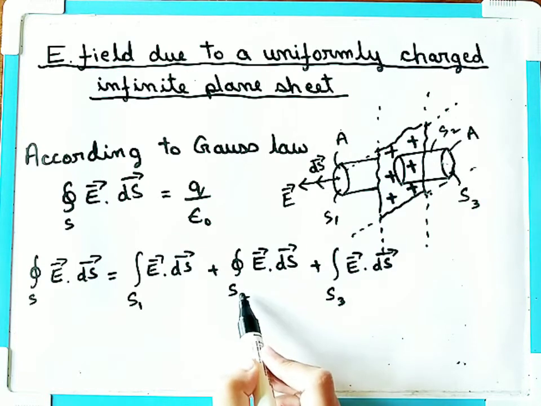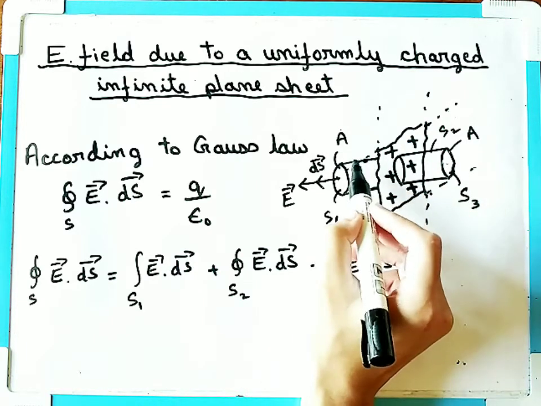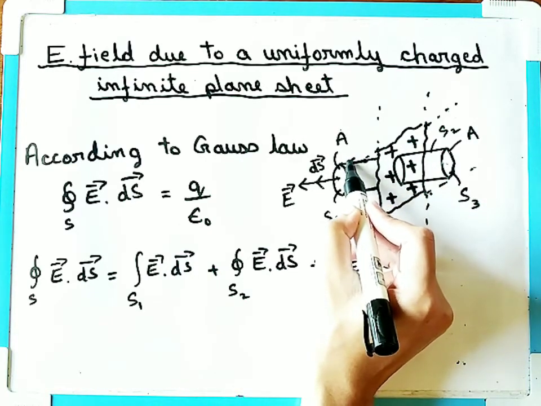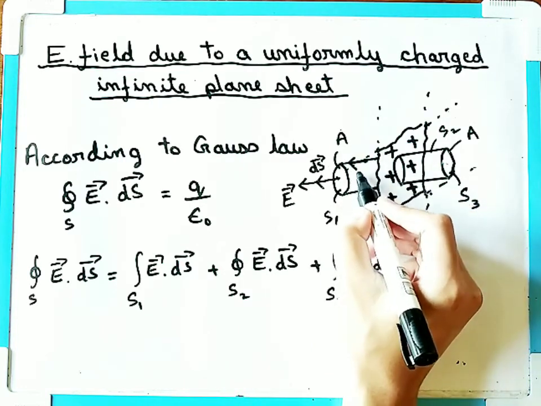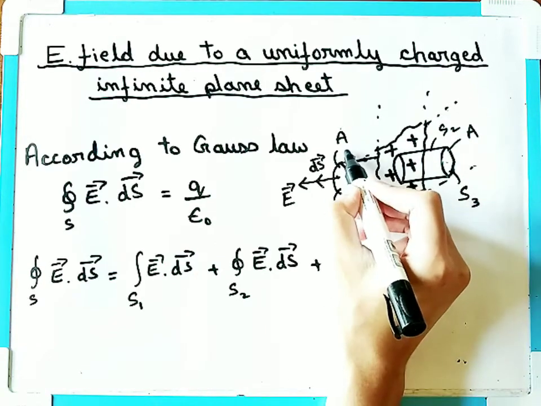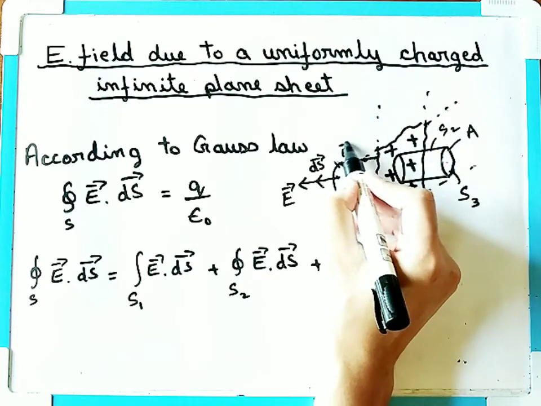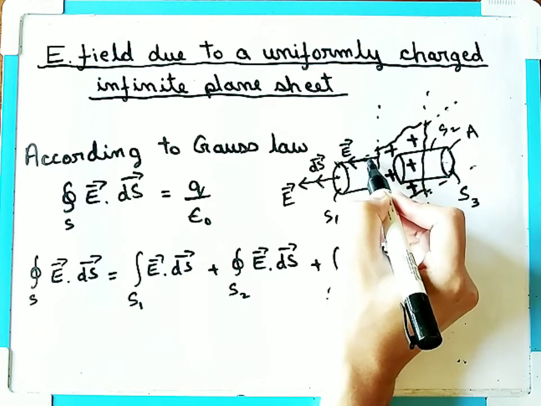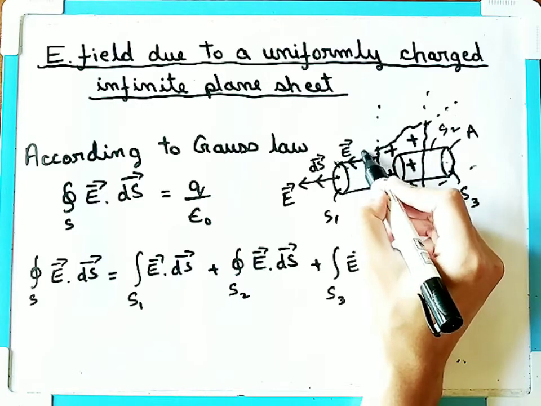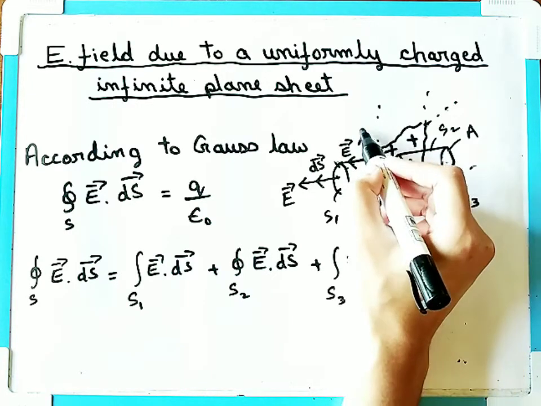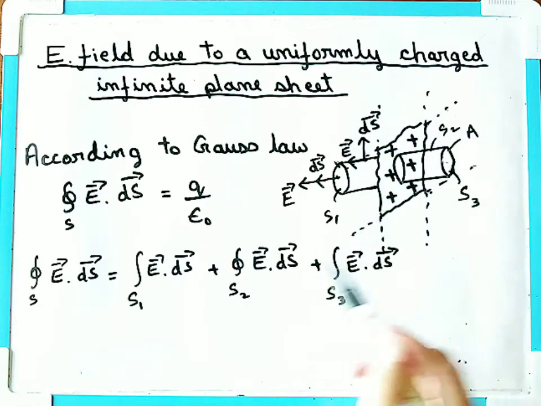Now for the surface S2, we can take any point here, and again here the electric field will be in which direction? Away from the positive charge. So this will be the direction of your electric field at this point. So this will be your E vector at this point. Now your ds vector will always be normal to the surface. So ds vector will be normal to the curved surface. So this will be your ds vector. So that is for the surface S2.